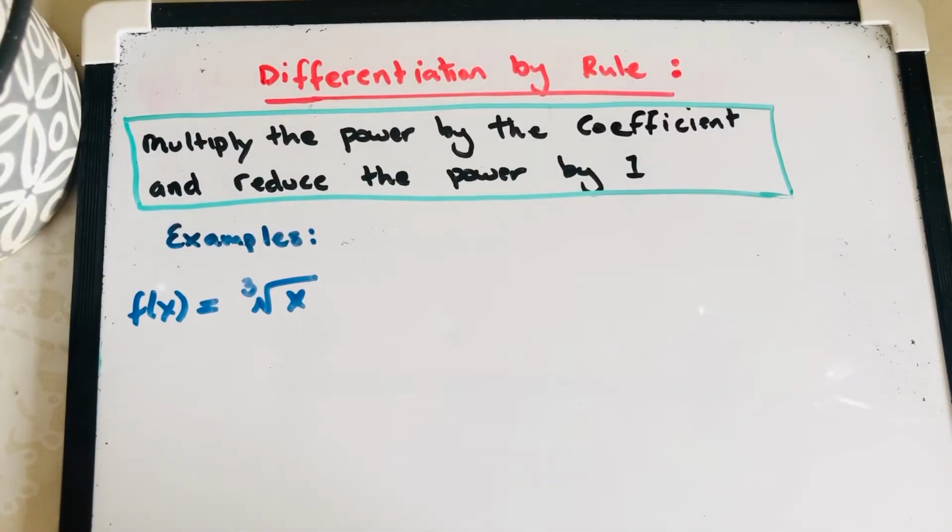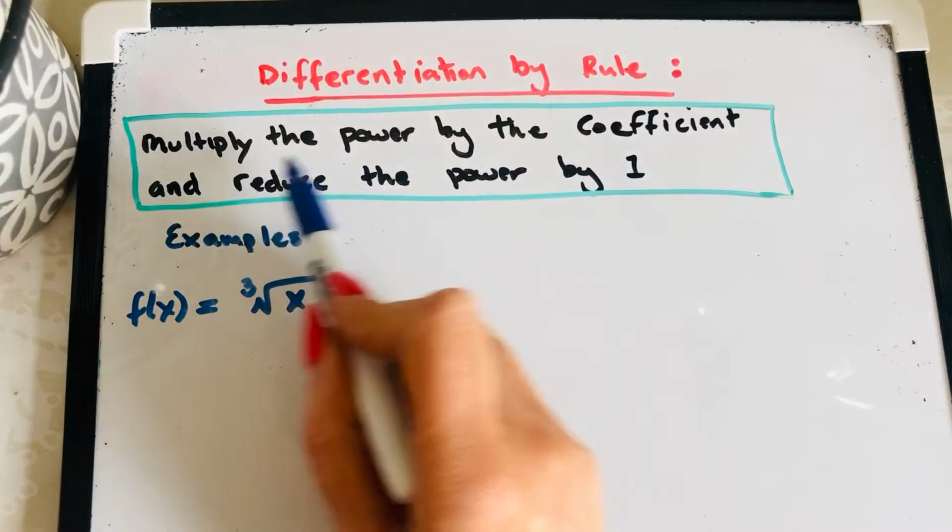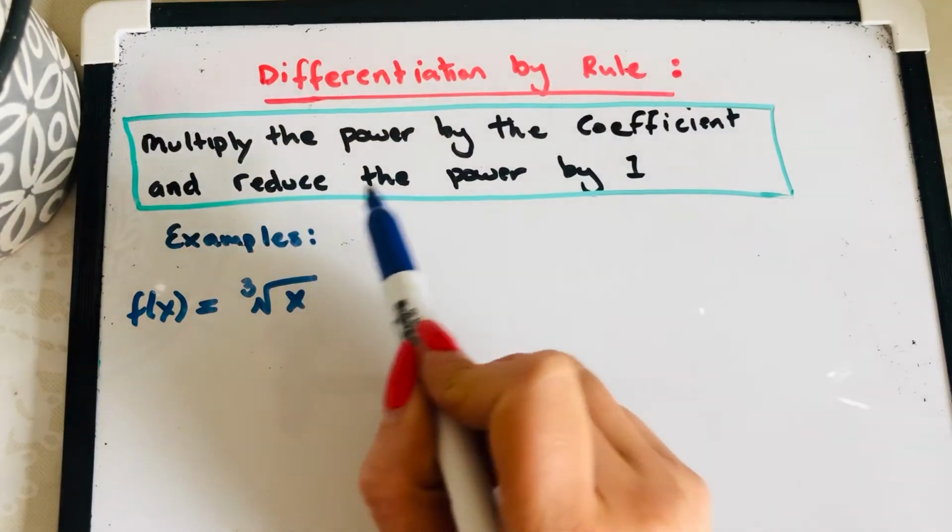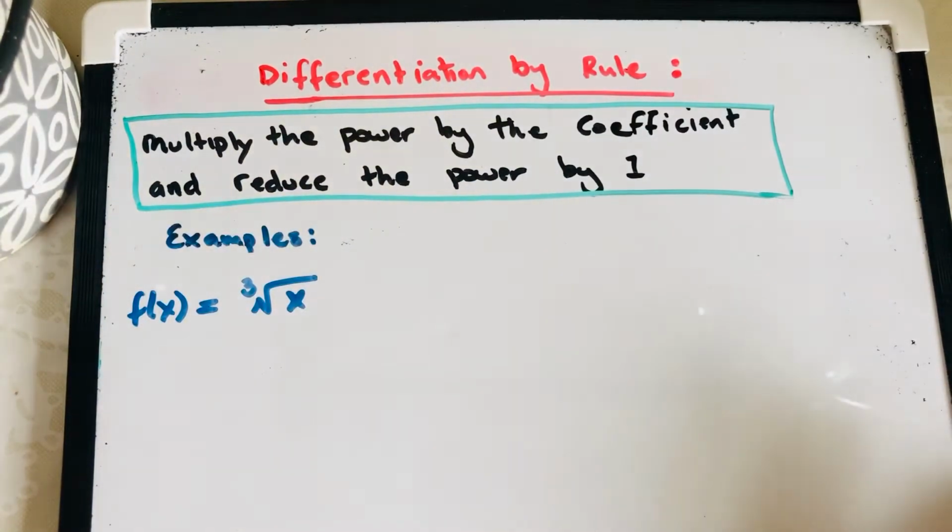We're still focusing on calculus and in particular differentiation by rule. So here we have the overall rule. Multiply the power by the coefficient and reduce the power by 1. So here is our first example.